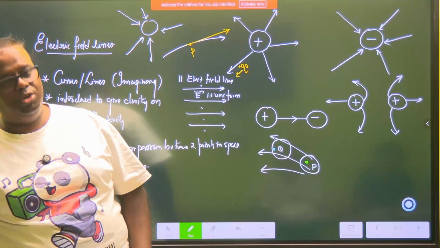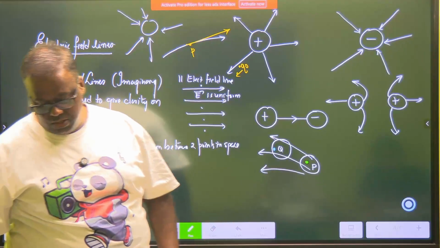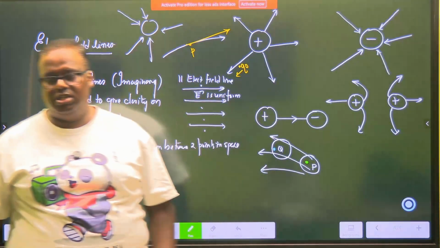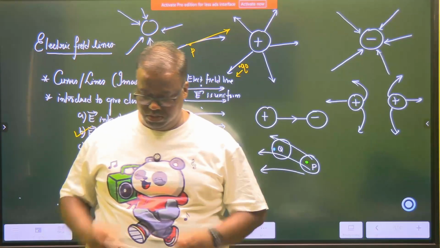Okay, next point. Two field lines cannot cross each other. Now this is a question. Two field lines cannot cross each other.